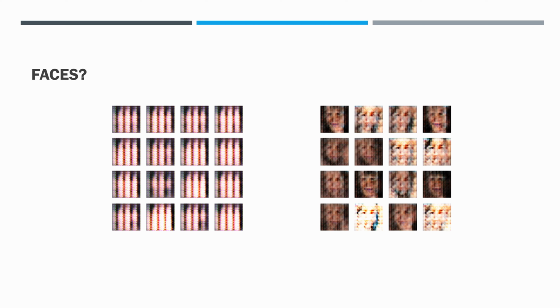So here you can see this is after 1000 iterations, and the model was able to start generating some images that resemble human faces somewhat, but still they are not realistic looking. So can we do better?